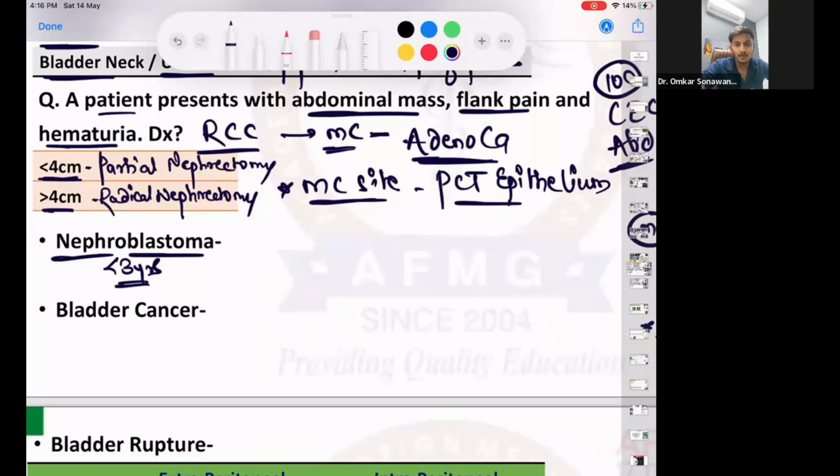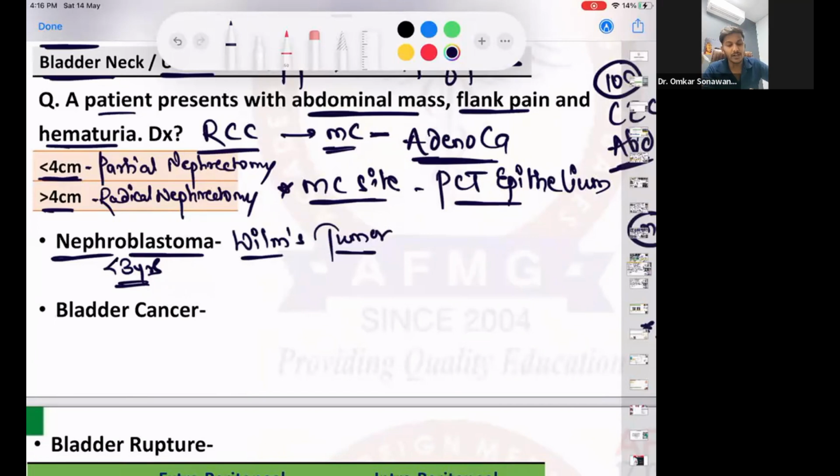Okay. So it is the Wilms tumor. Yes, Wilms tumor is also called as nephroblastoma. No issues with this. It is seen usually in a child less than 3 years of age.